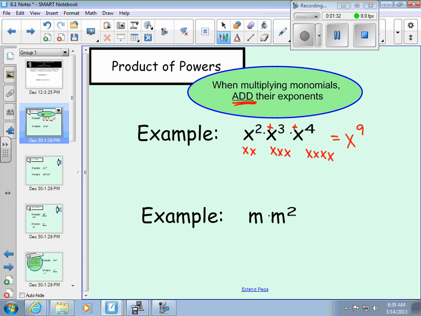So you want to add exponents when the base number, the big number, the x in this case, is the same. All right, second example, same thing. Anytime though you see a variable like this m here with no exponent, we know it's always 1. So this one would be 1 plus 2 or m to the third power. So add exponents when their base number is the same.